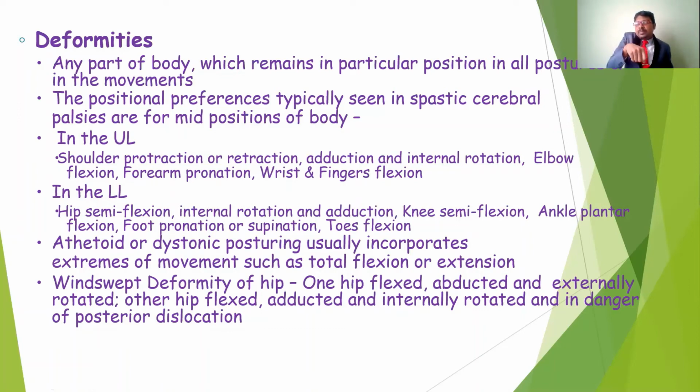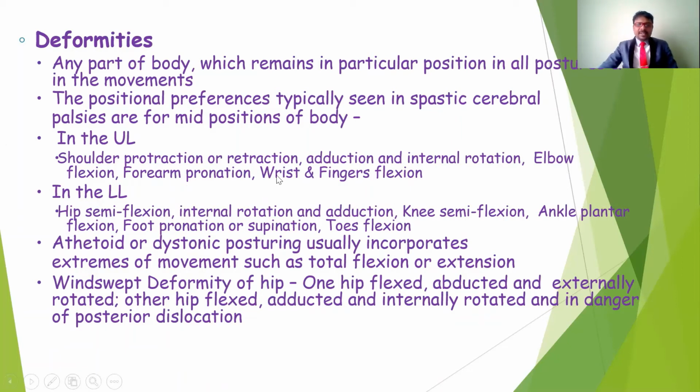This position is seen in most patients with spastic type cerebral palsy. In the lower limb, there is semi-flexion of the hip, internal rotation, adduction, semi-knee flexion, ankle plantar flexion, foot pronation and supination, and toe flexion deformities. This is because of tightness of the iliopsoas at the hip joint, the hamstrings at the knee joint, and the gastrosoleus, which may lead to plantar flexion. These are the common deformities in spastic cerebral palsy.